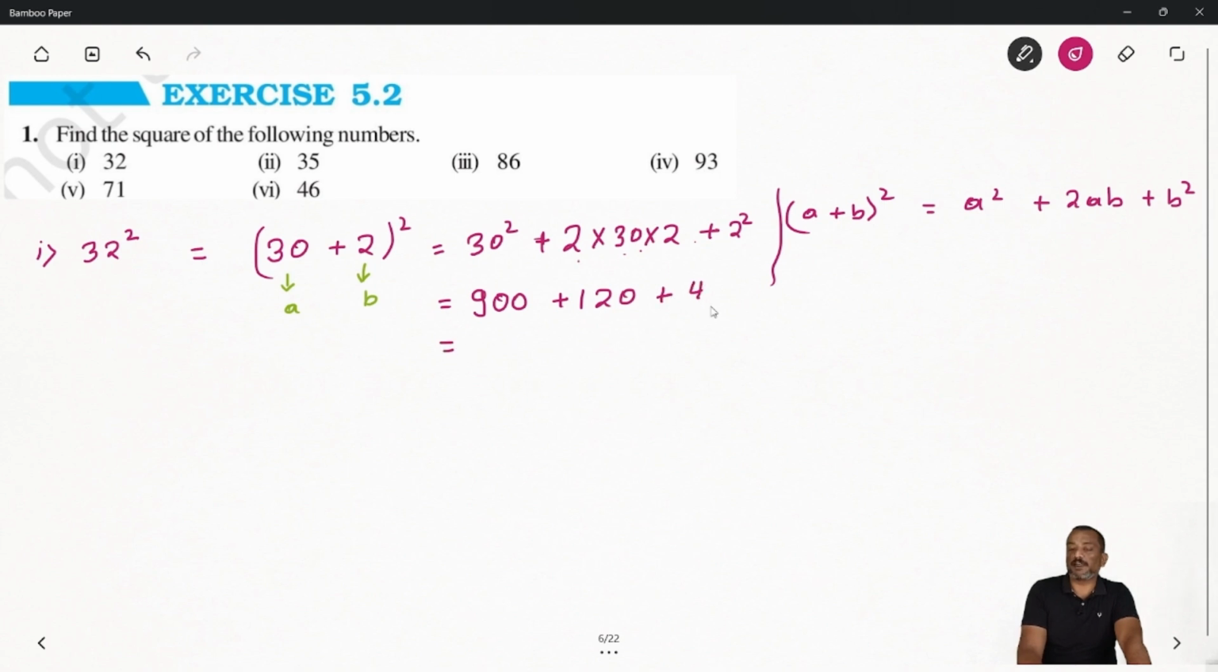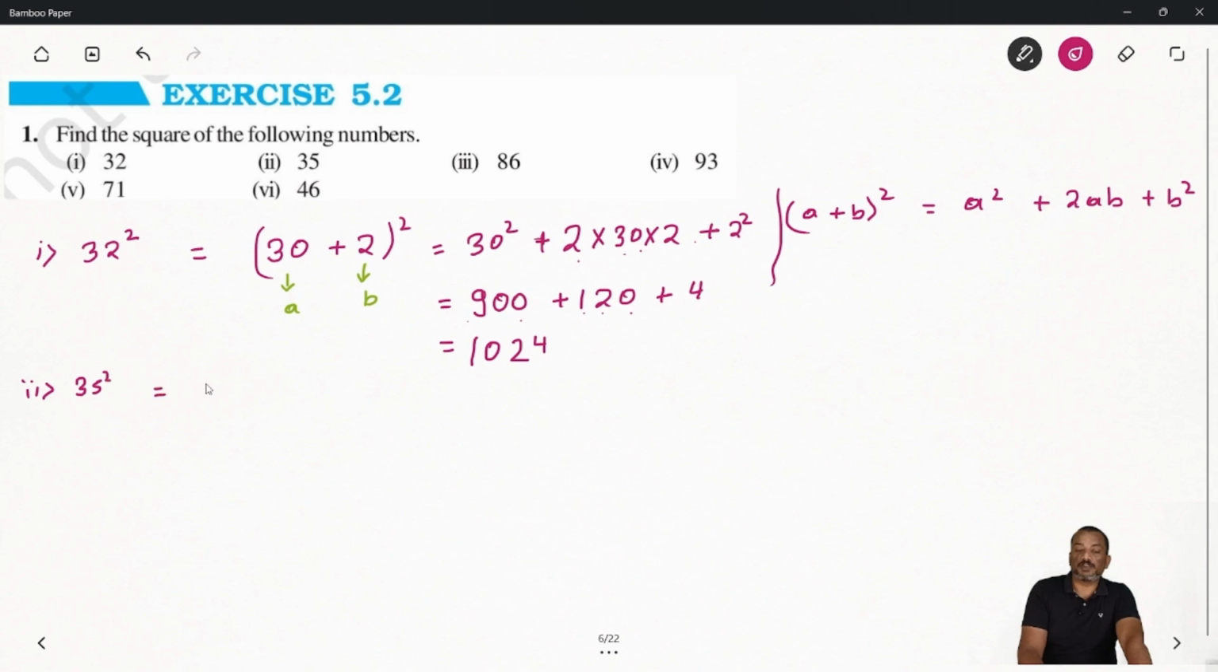Now after that, you can easily add. 4 plus 0 plus 0, so 4, then tens place 2 plus 0, 2, and hundreds place 1 plus 9. So you will get 1024. Hope it's clear. Very easy one. Same way you can try with the second question. So second question, it is saying 35 whole square.